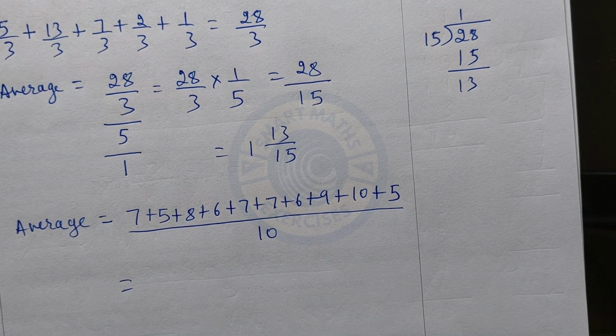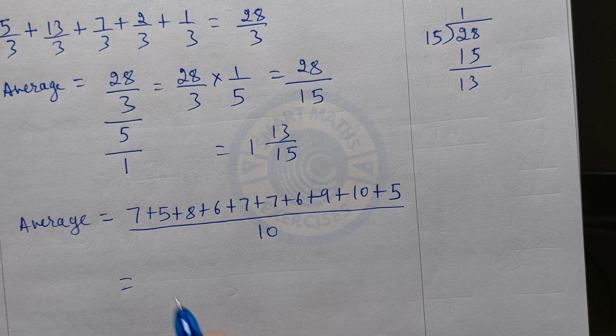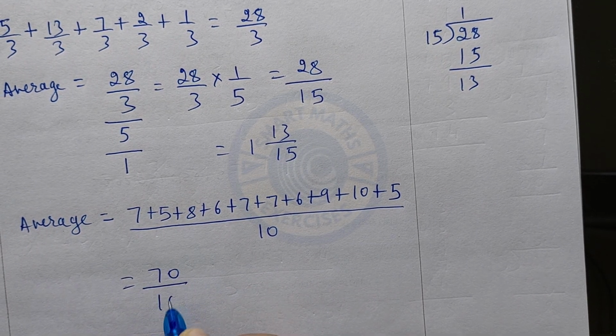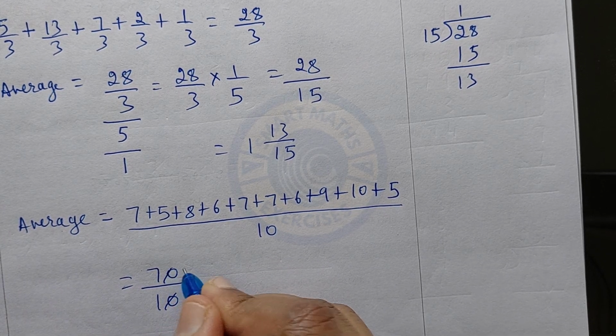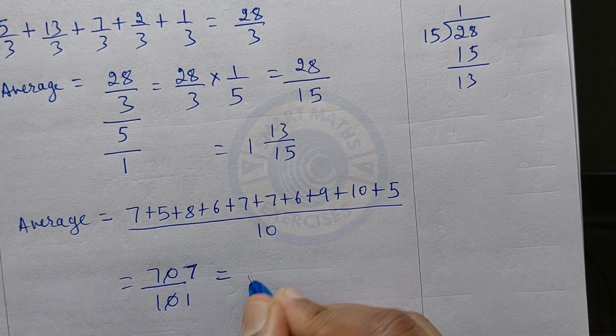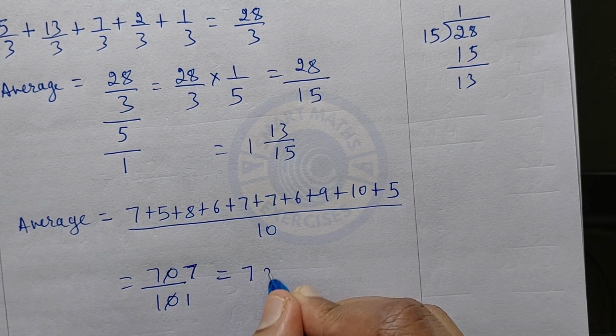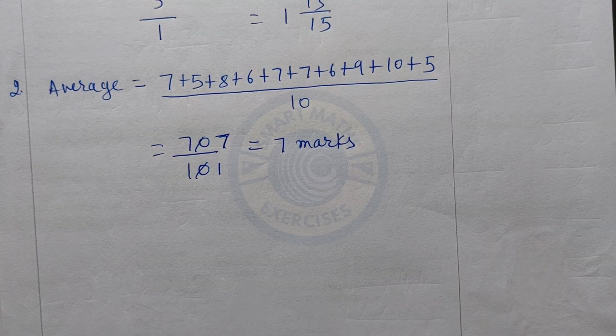7 plus 5 is 12, 12 plus 8 is 20, 20 plus 6 is 26, 26 plus 7 is 33, 33 plus 7 is 40, 40 plus 6 is 46, 46 plus 9 is 55, 55 plus 10 is 65, 65 plus 5 is 70. 70 by 10. Simplify this. Both go in the 10 table. 10 1s are 10, 10 7s are 70. So 7 marks is the average. Next question.